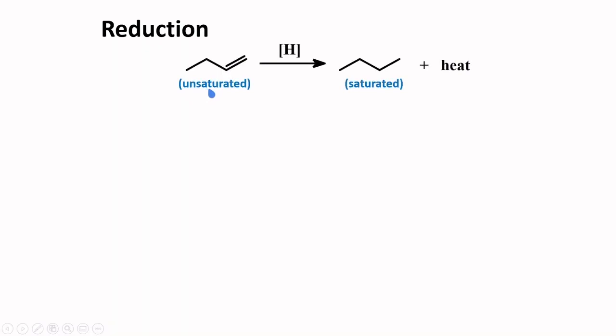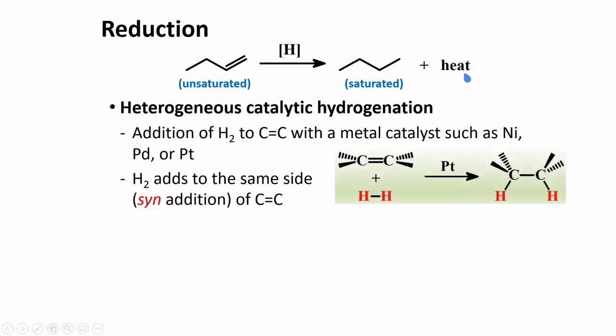The reduction of alkenes involves the addition of hydrogen and the conversion of this unsaturated molecule to a saturated molecule. A reduction process is exothermic and heat will be released in the process. One type of reduction is called heterogeneous catalytic hydrogenation.